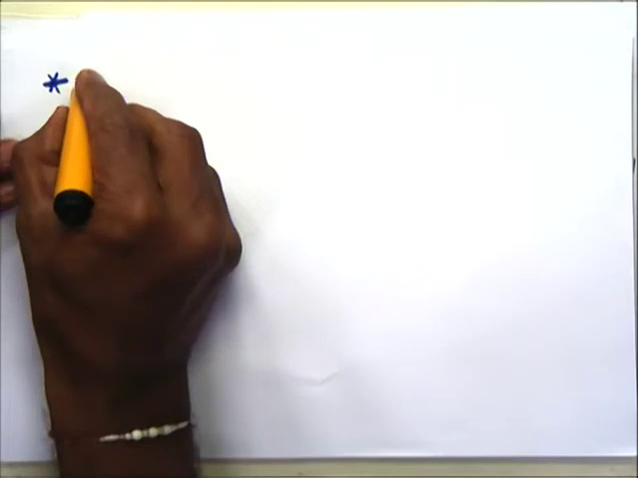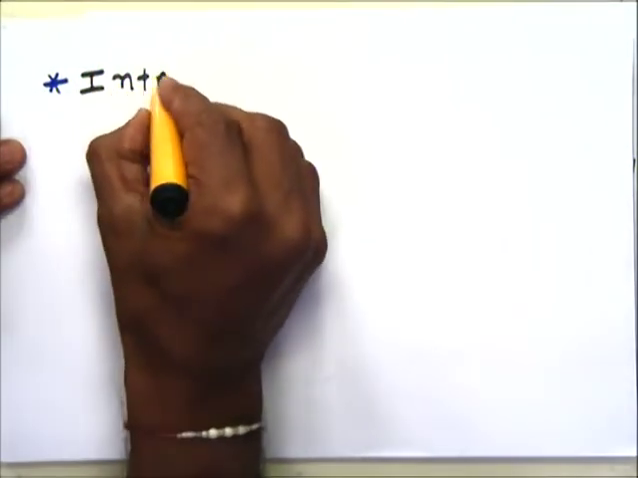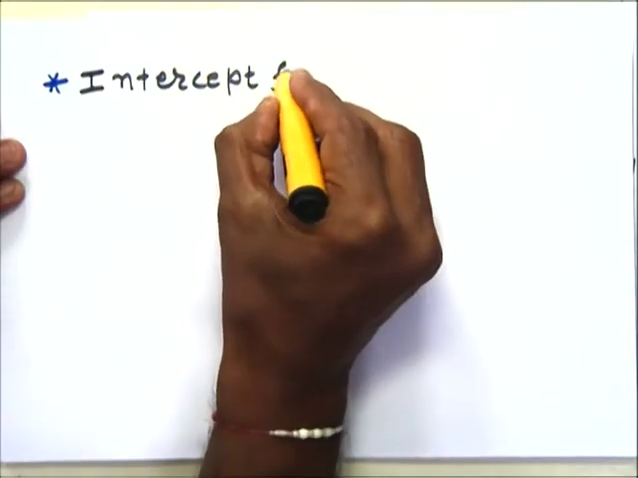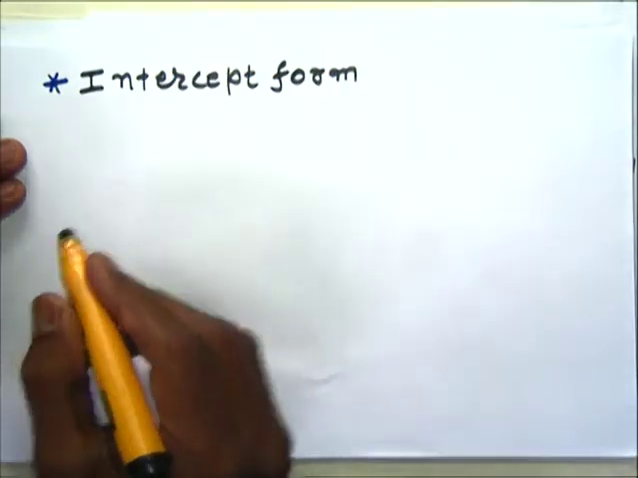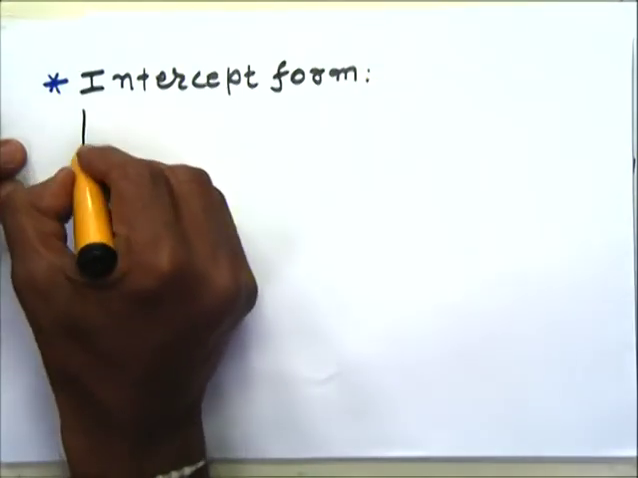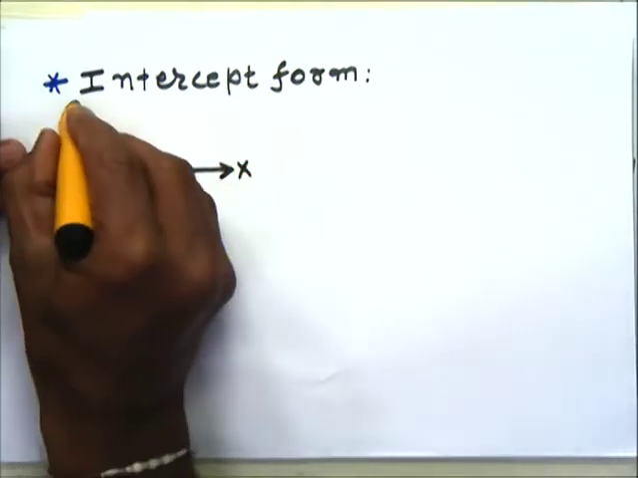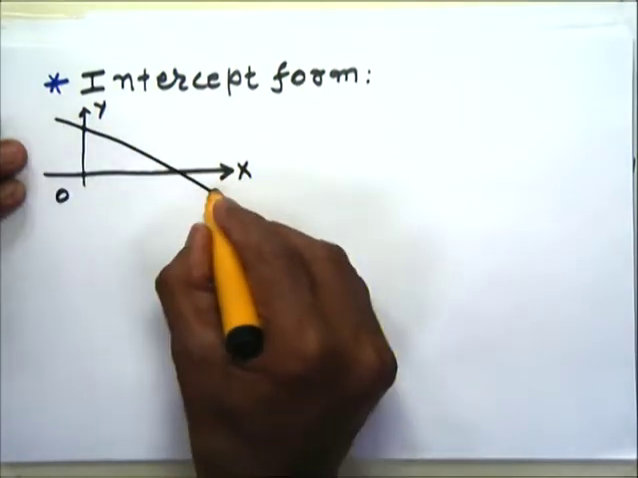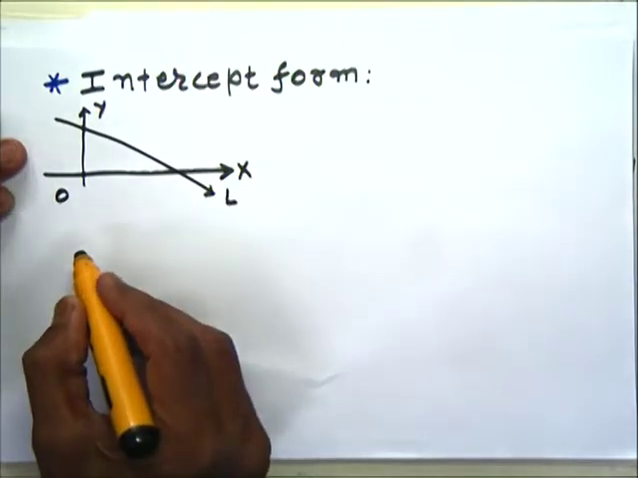which we call intercept form of the line. Intercept form of the line. That is, suppose we are given a line in this fashion. There is a line. Let us label it by L.